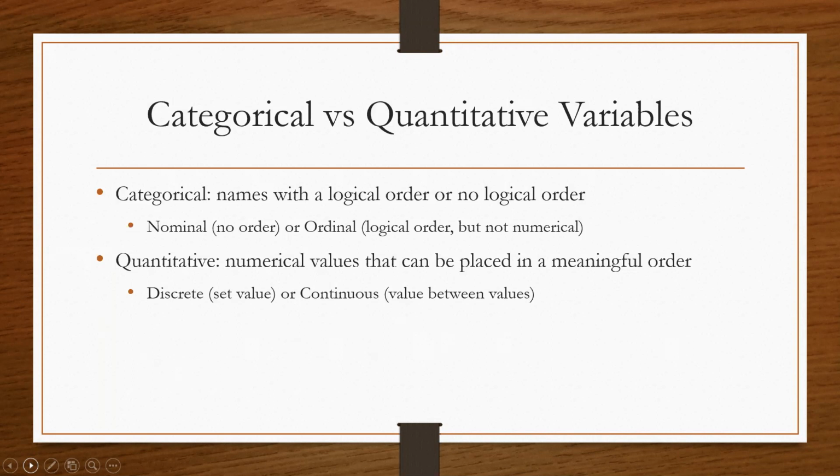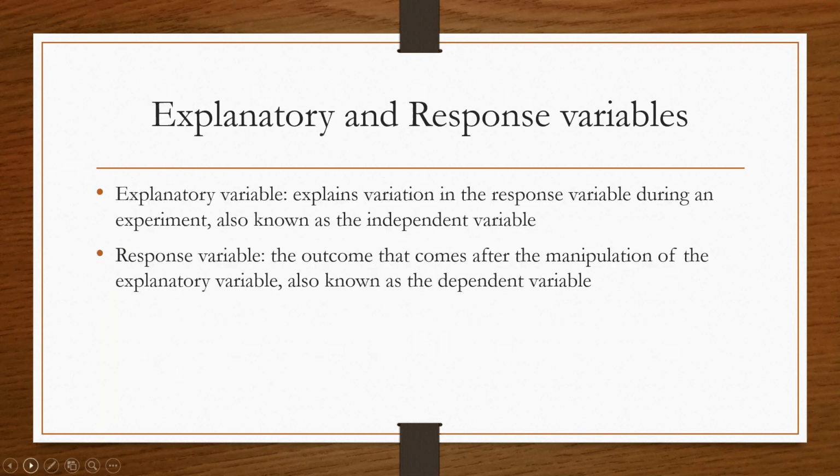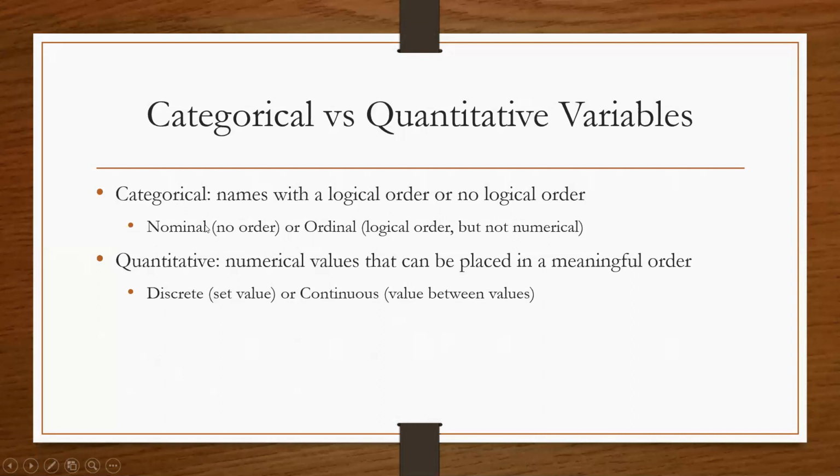So, categorical versus quantitative. Categorical is basically just names that don't really have any numbers associated with them. It doesn't have to have an order, or it could have an order, but the order doesn't have anything to do with numbers. Quantitative is numerical values placed into a meaningful order. With categorical you have nominal, which means there is no logical order whatsoever, or ordinal, which has a logical order. It's just not put in a numerical way. There are no numbers involved.